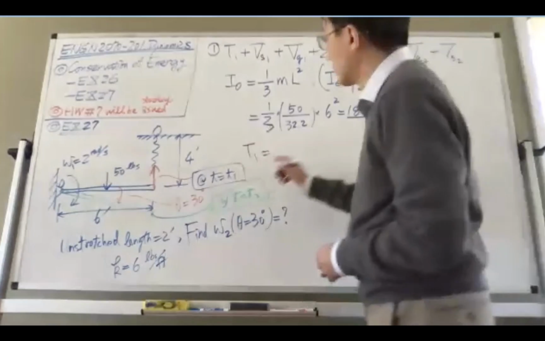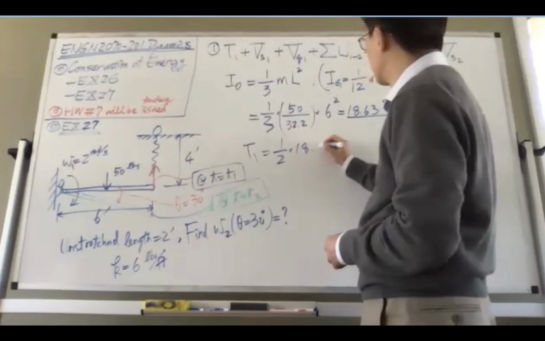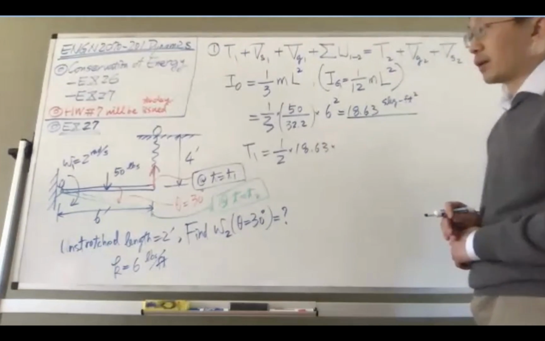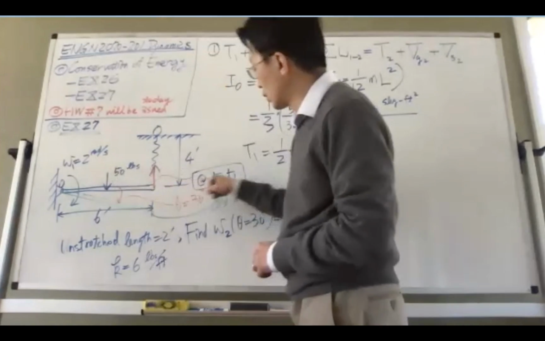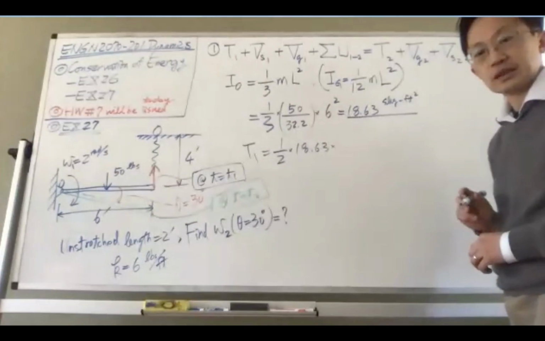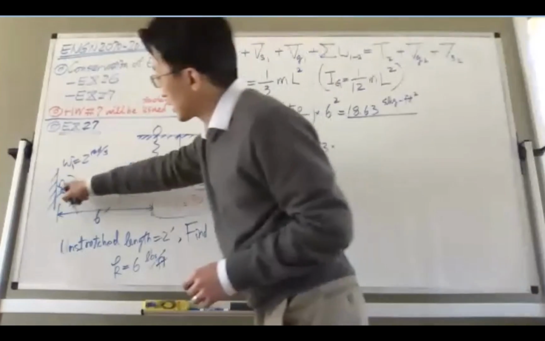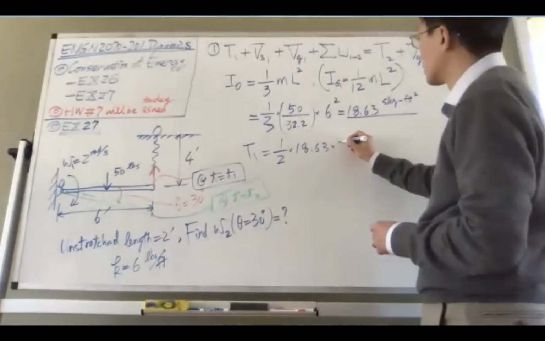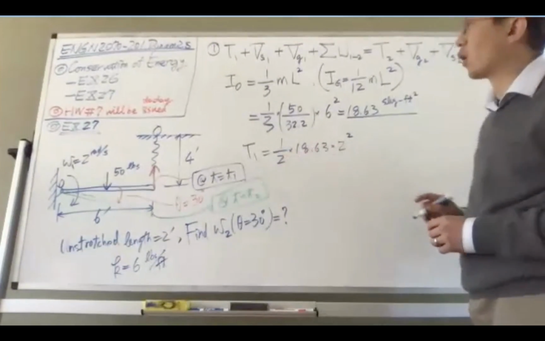Now what is T1? T1 will be 1/2 of I naught, which is 18.63, times omega 1 squared. Now remember, in this problem at t equals T1, there's an angular velocity, so it's not like it initially starts from rest. The rest position was the position that we determined before. So here, omega 1 is 2, so you have to use 2 squared, which is 4. And this will be T1.